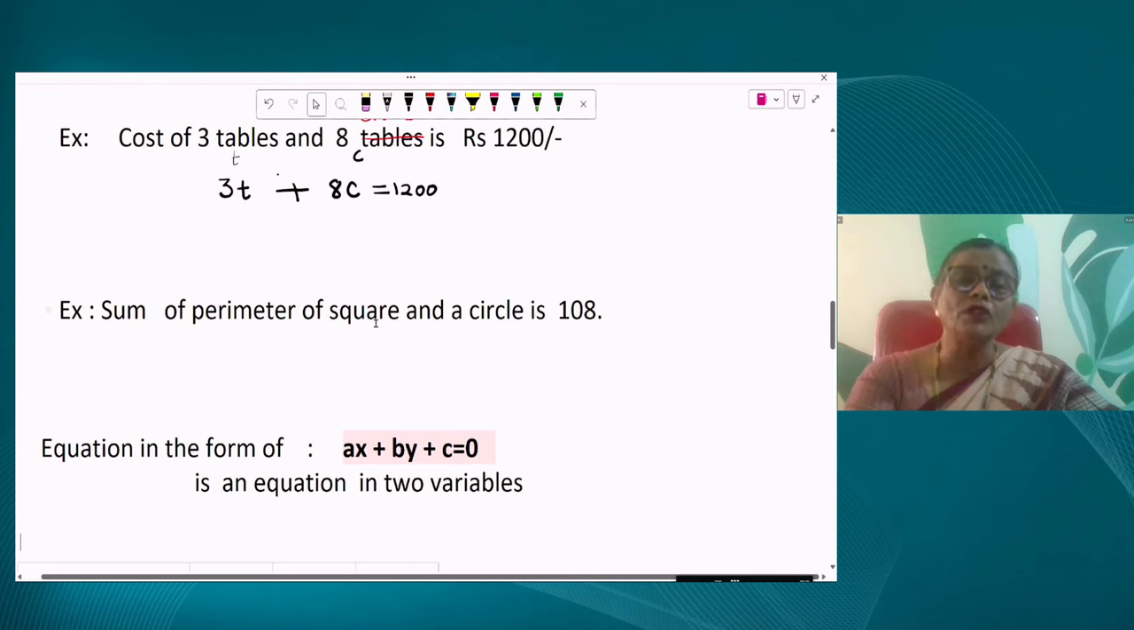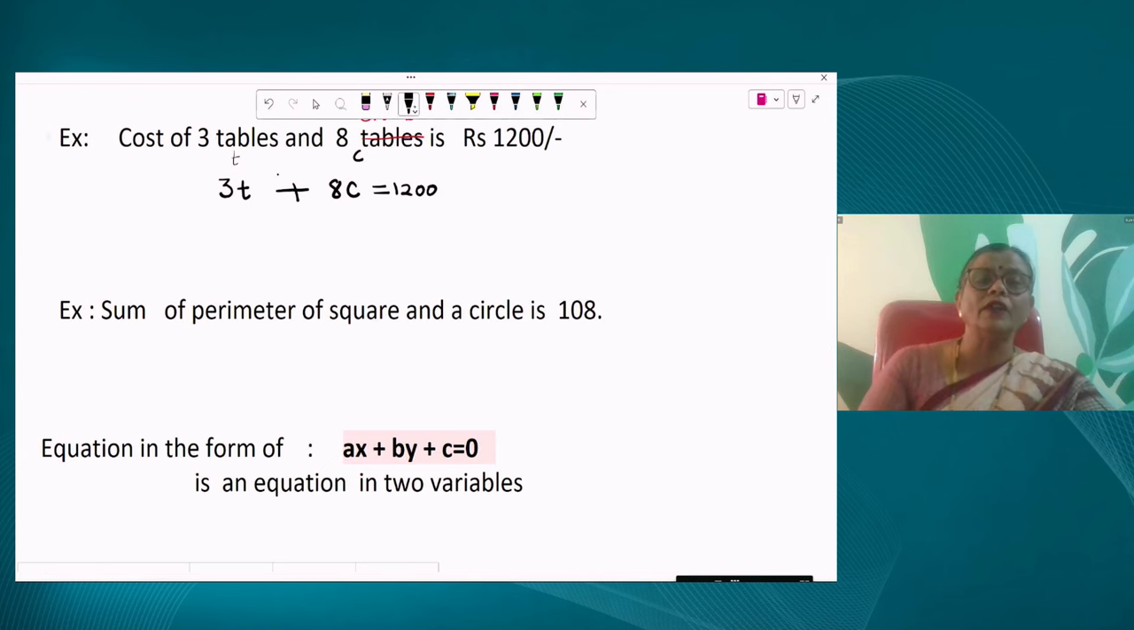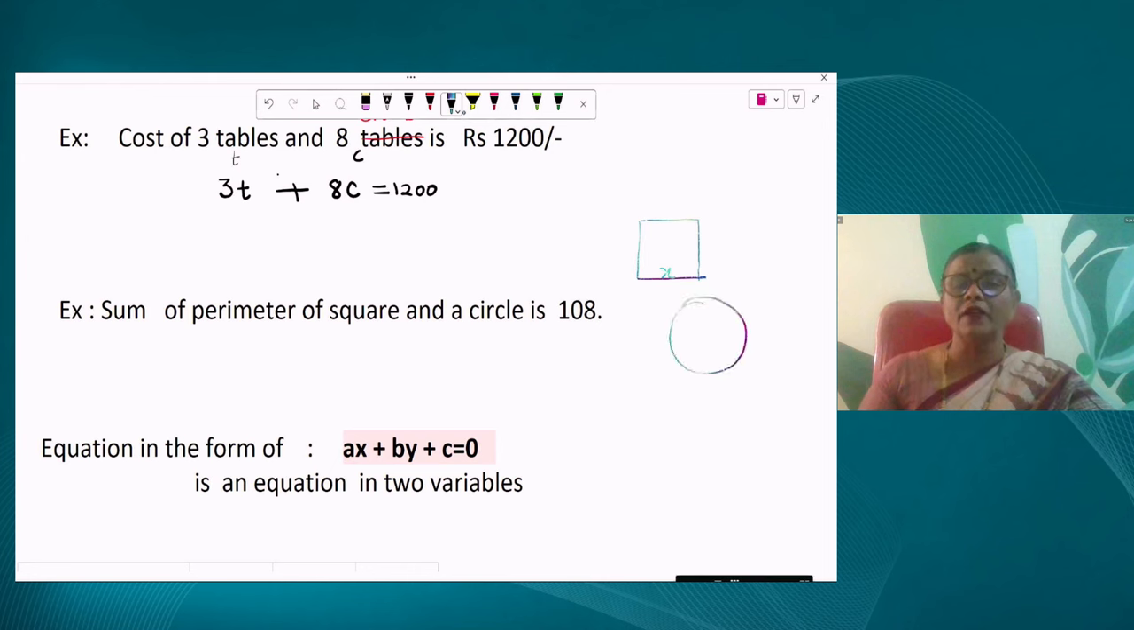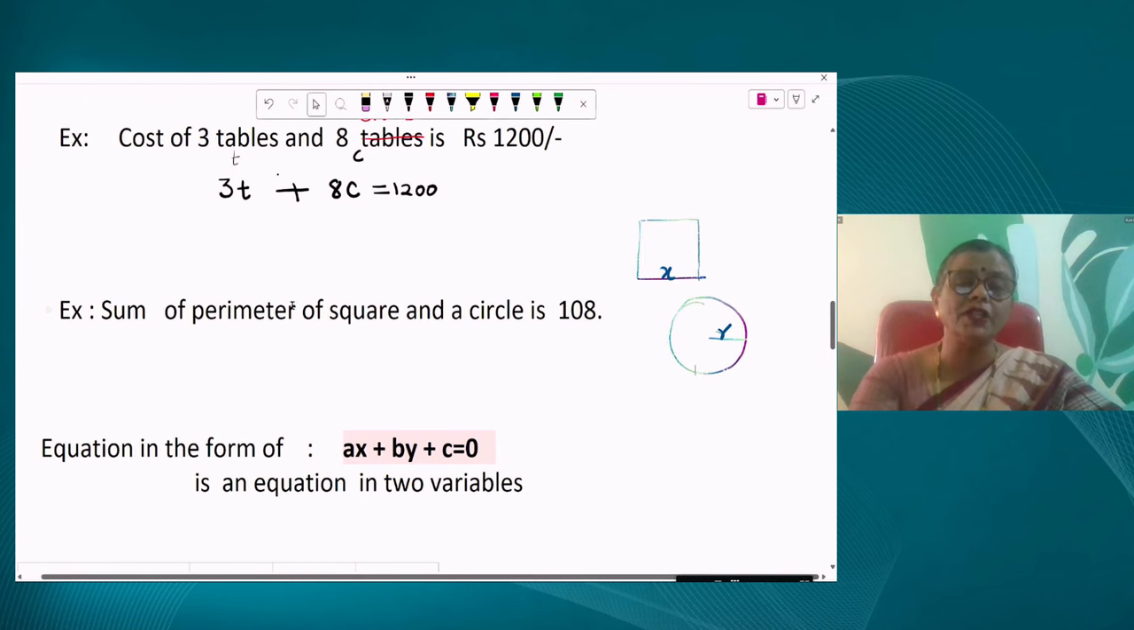Now when you talk about square, what information do we have regarding square? Square is a figure where all sides are equal. So we need to know the side of one side of the square, and circle is something which is expressed in terms of the radius. So what is required? The side of the square and the radius of the circle, which is not mentioned in this question. Is it mentioned anywhere?